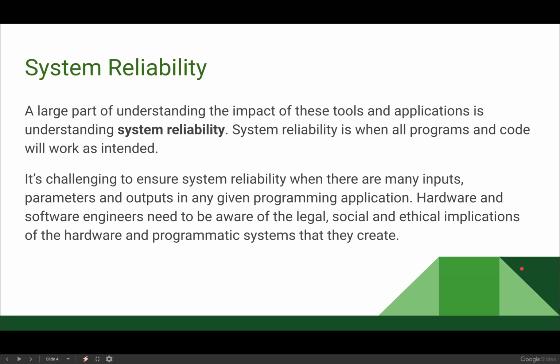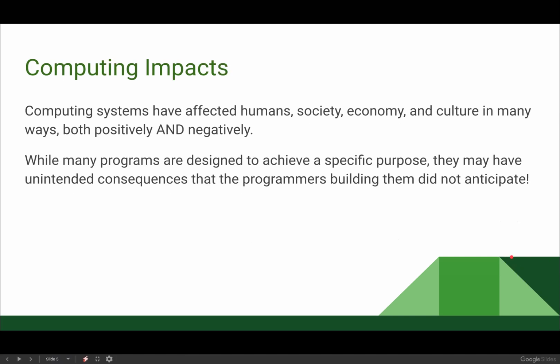So we also need to be aware of the legal, ethical, and social implications of these things that we build. There are all sorts of impacts that computers and the internet have had on humans and society and economy and culture at large, both positive and negative impacts. So while many programs are designed with a specific purpose in mind, they might have unintended consequences that the programmer building them might not have anticipated when they were designing them.